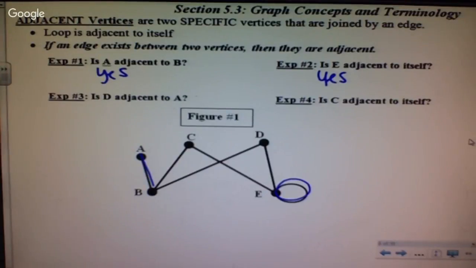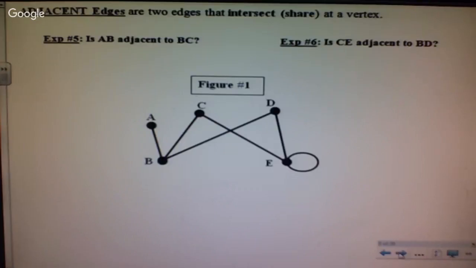Is D adjacent to A? No. No, there's no line that connects D to A. So that is a no. And is C adjacent to itself? No. There had to be a loop there if it was adjacent to itself. Questions on adjacent vertices? Yes, it's that easy.